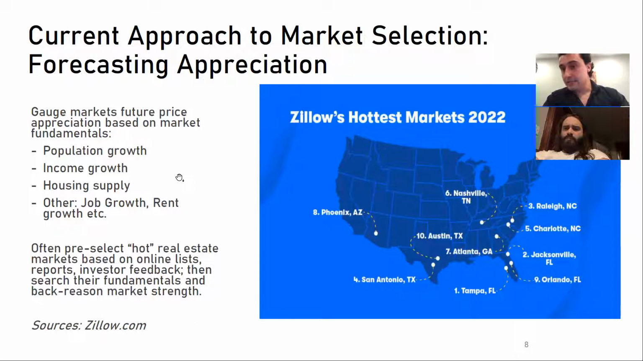In many cases, at least what I have seen with some investors, we may be biased toward pre-selecting a bunch of hot real estate markets based on online lists, reports, and investor feedback, which is valuable. Investor intuition is valuable, and then we search their fundamentals and maybe back-reason their strength. So there is a little bit of that. For example, we might look at the Zillow hottest markets 2020 report, which in itself is data driven and has done a certain analysis to arrive at those cities, of course.